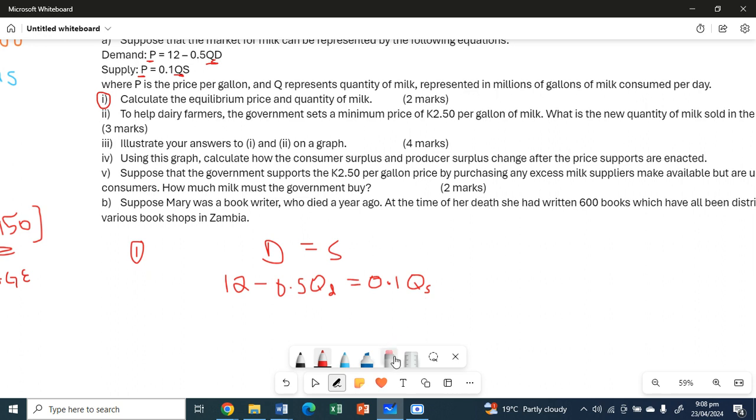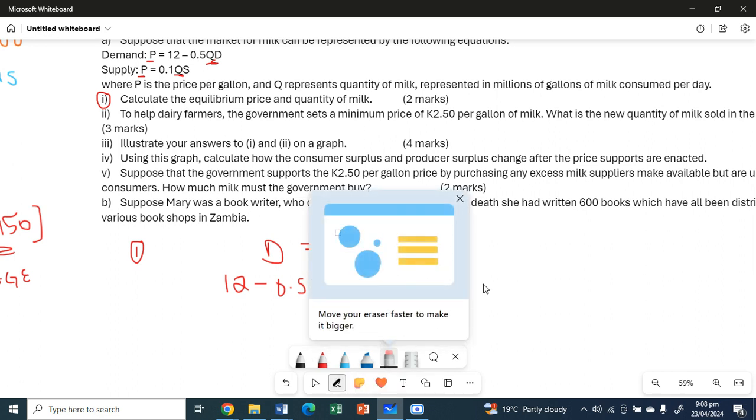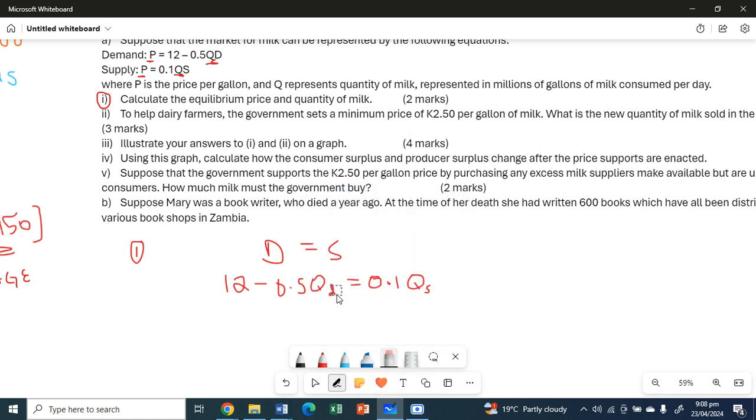So when you're calculating for equilibrium, this QD and QS don't matter, because the quantity that will be demanded will be the same as the quantity that is supplied. All right, remember that. At equilibrium, the quantity demanded QD is equal to the quantity supplied. So in this case, we'll just leave it as Q here, and find the value of Q.